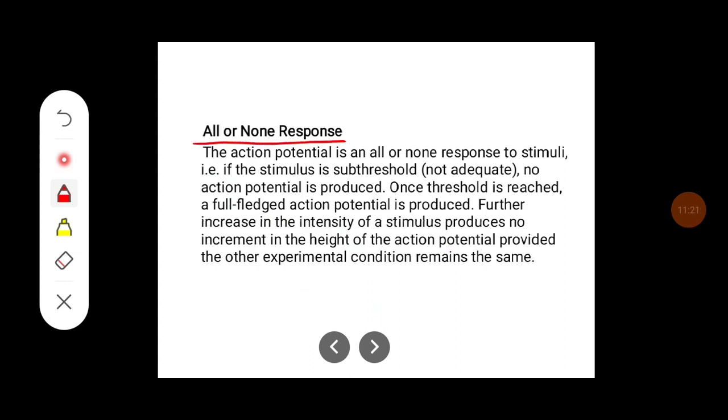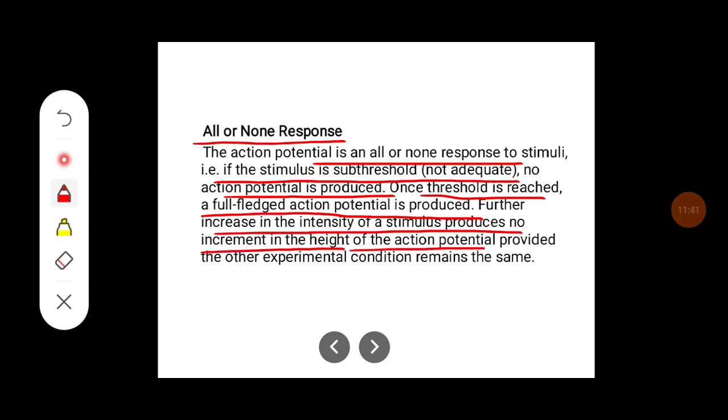It has an all or none response as well. The action potential is an all or none response to stimuli. That is, if the stimulus is subthreshold, not adequate, no action potential is produced. Once threshold is reached, a full-fledged action potential is produced. Further increase in the intensity of stimulus produces no increment in the height of the action potential, provided the other experimental conditions remain the same.